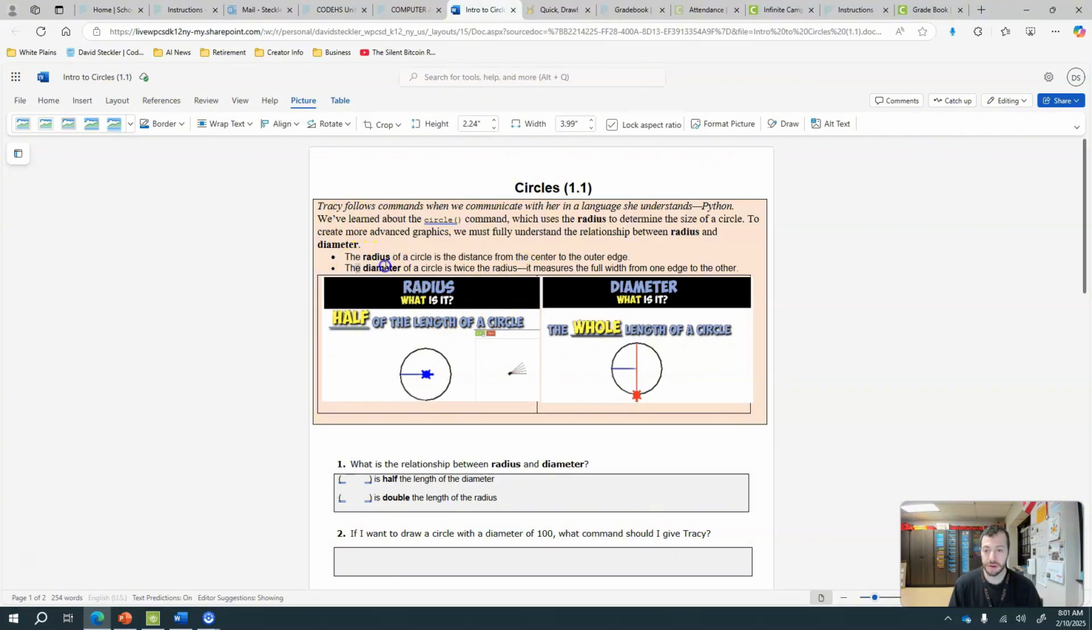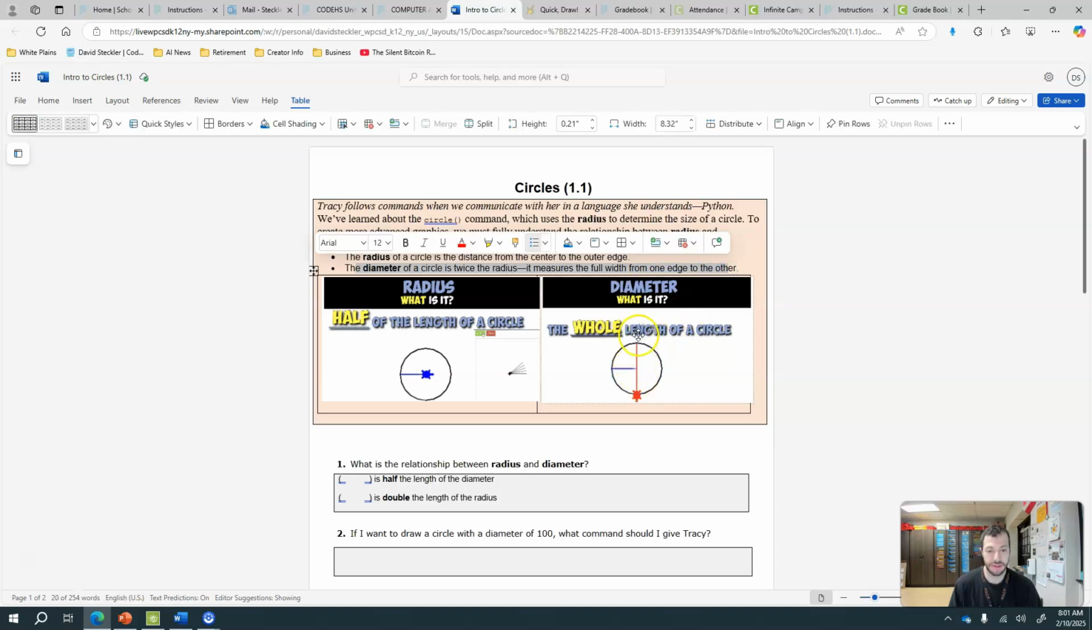Whereas the diameter of the circle is twice the radius. It measures the full width from one edge to the other. So we can see that the red line is from one edge of the circle to the other edge of the circle, making it the whole length of a circle. So the diameter and the radius are related.